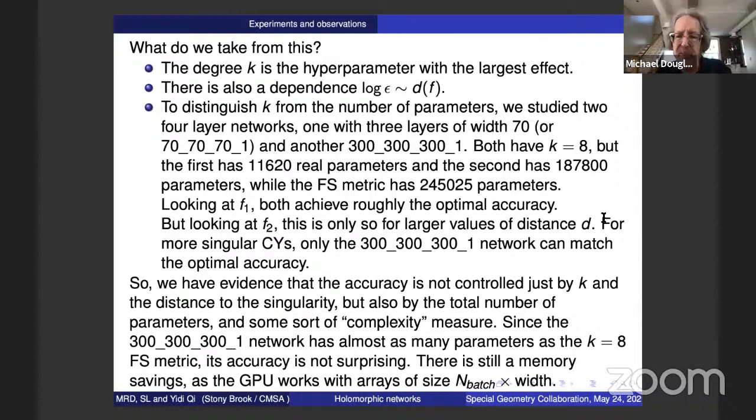Okay, so if you compare the number of parameters now for the general Fubini-Study metric of k equals 8, it's 245,000 or so. This 300 width network that was able to match it has fewer, but not that many fewer. It has a very comparable number of parameters. This 70 width network had only about 11,000 parameters, so sizably less.